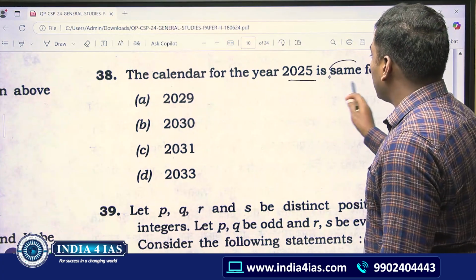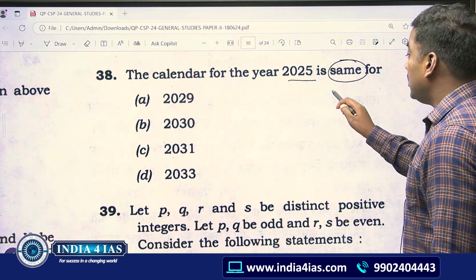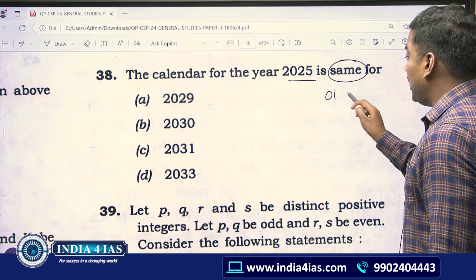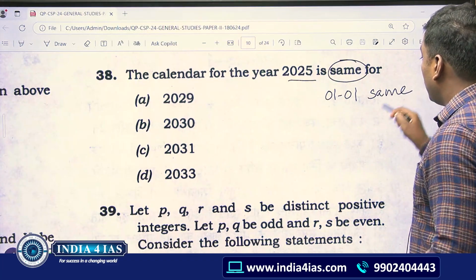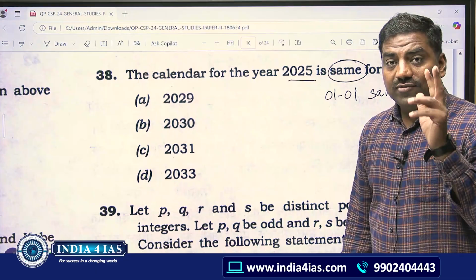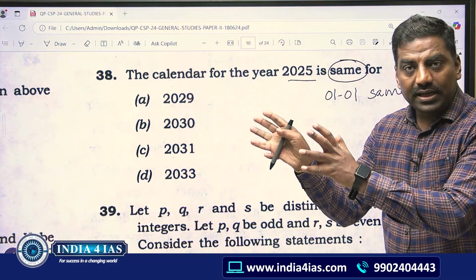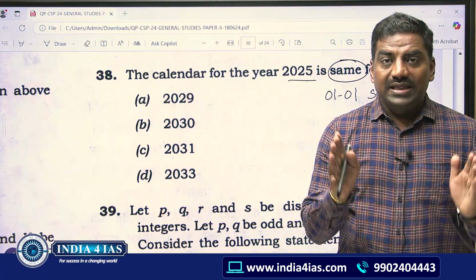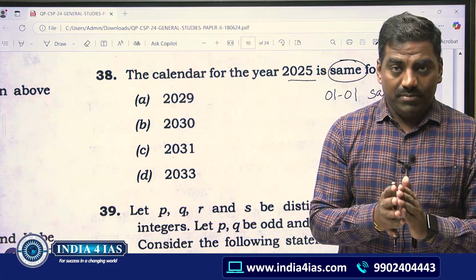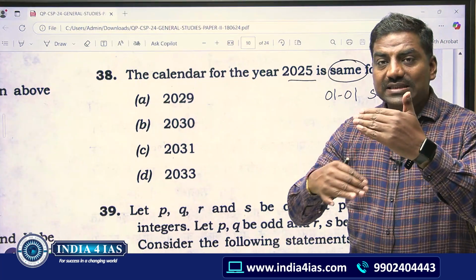Whenever you go for a same calendar, you have to look at 2 things. That is, the 1st January of those years should be same. So if the 1st January of a particular year is Monday and the 1st January of the other year is also Monday, then calendars can be same. This is one concept. That means every day is syncing with that calendar.